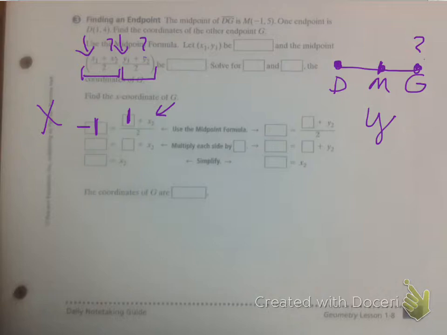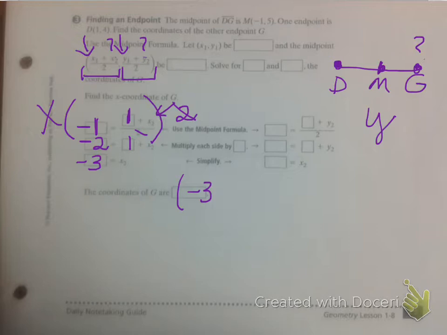Now let's look. We're adding a number to x and we're dividing by 2. In order to undo that, we are going to have to get rid of that dividing by 2 by multiplying the whole problem by 2. When I multiply the whole problem by 2, I'm going to get a negative 2 here. And I'm going to actually get rid of that 2 there. And I'm just left with 1 plus x2. Then I'm going to subtract the 1 over to the other side, and I'm going to get a negative 3. And that is my first coordinate of my endpoint right here, negative 3.